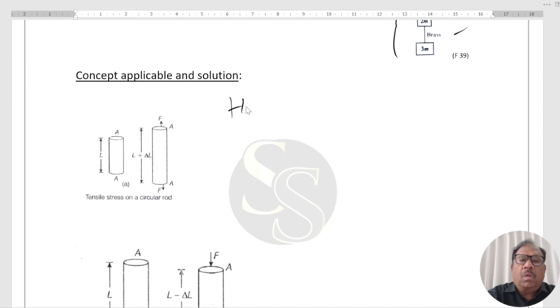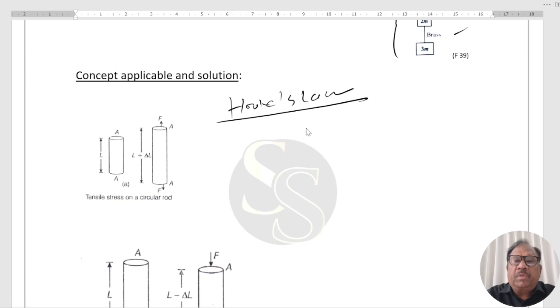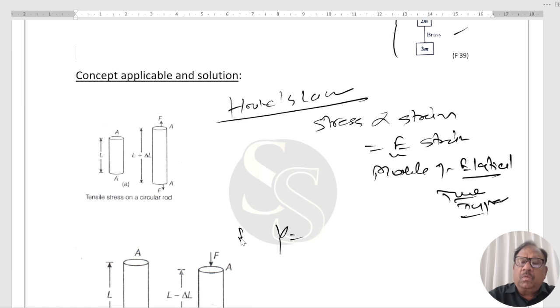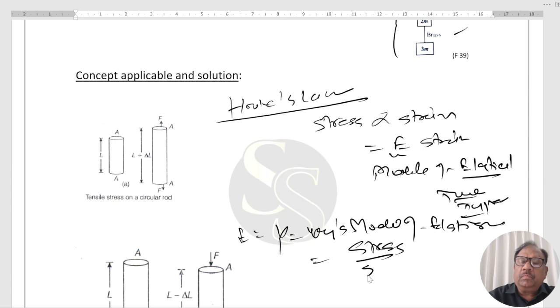Now, what is Hooke's law? Before starting the question, some basics will be discussed. Hooke's law: stress is proportional to strain. Stress equals E times strain, where E is the modulus of elasticity. This is of three types. In this case, we will discuss only Young's modulus of elasticity. E equal to Y, Young's modulus of elasticity, is equal to stress upon strain. Stress is F upon A, strain is delta L upon L. That is FL upon A delta L.